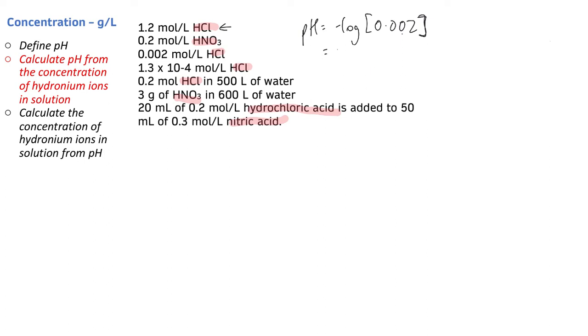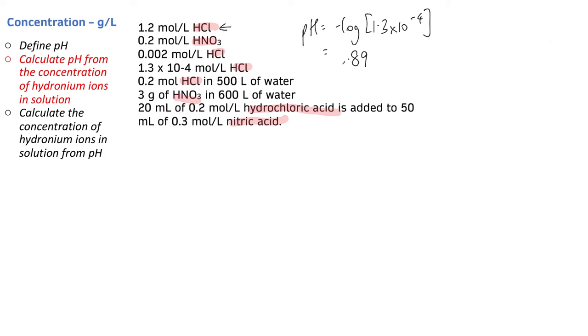You do need to make sure you know how to use the exponential function on your calculator, because now we're going to be using it a lot more. So this is 1.3 times 10 to the negative 4. You need to know how to use that exponential button rather than just using the power button. So it should be negative log 1.3 exponential button negative 4, and that will get you 3.89 as the pH. There's no unit for pH either.